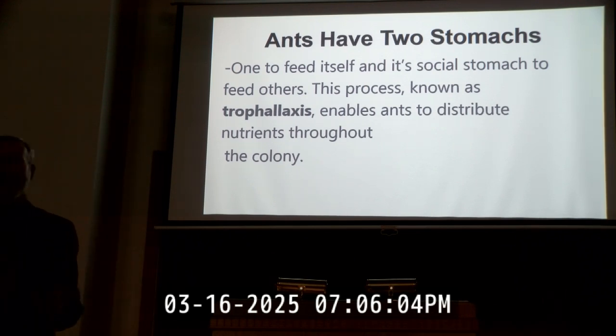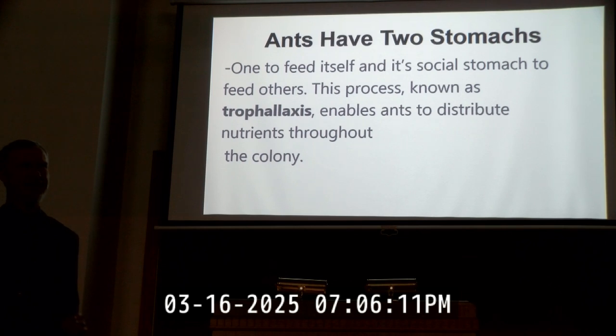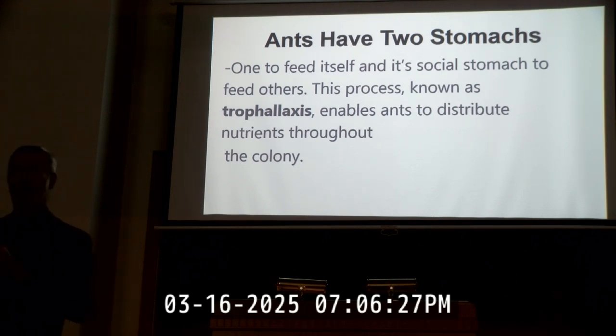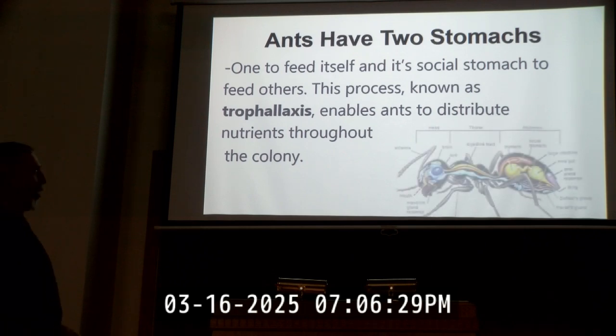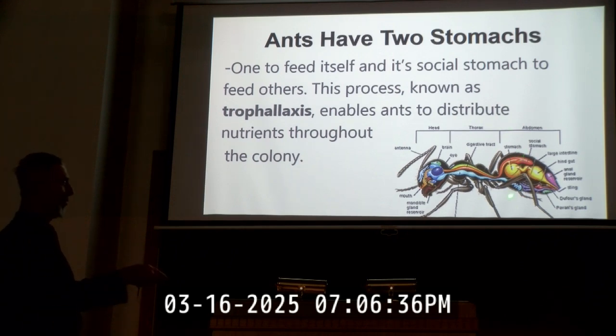Well, the queen has got to have a food source. Ants have almost all, well, I can't say that, I'm not sure. But I can say that probably 99% of the ants have two stomachs. One is to feed itself, and then it has a social stomach to feed others. This process, known as trophallaxis, enables ants to distribute nutrients throughout the colony. And so what we have in an ant is this stomach back here on the top in the gaster, which is the abdomen of the ant.